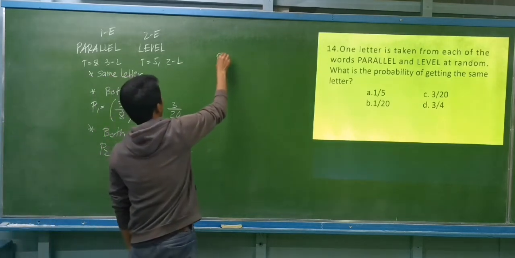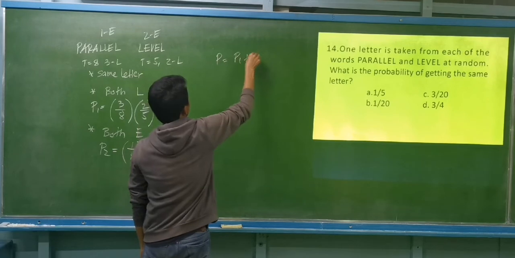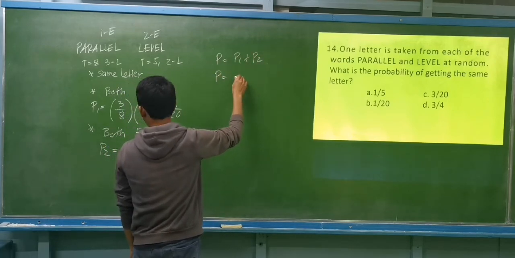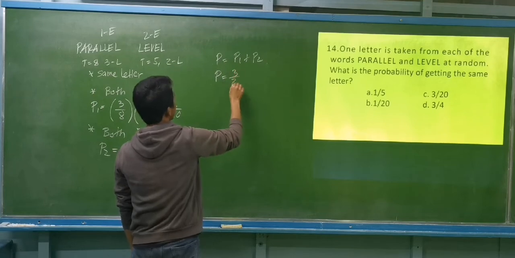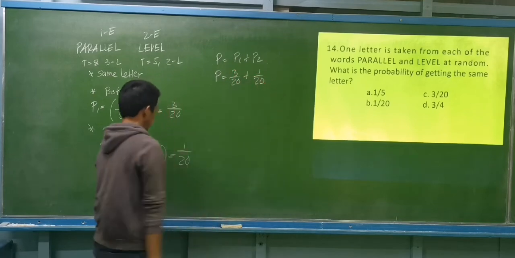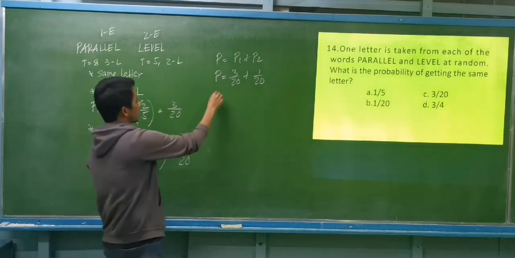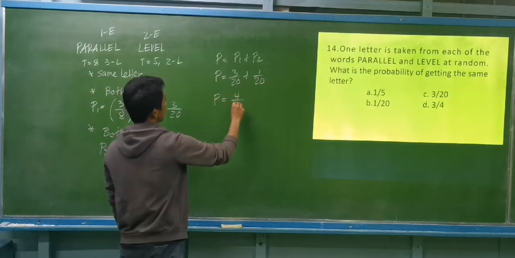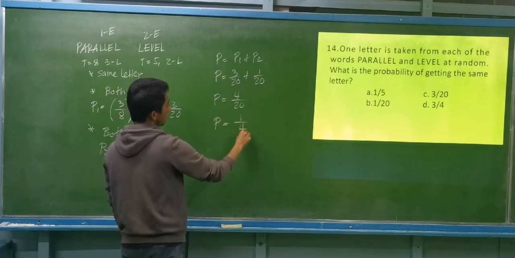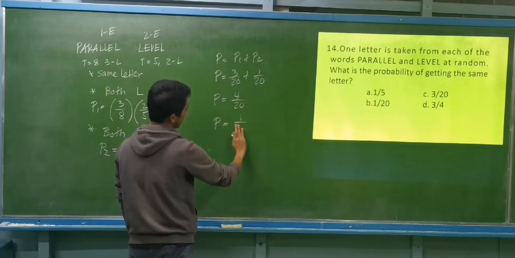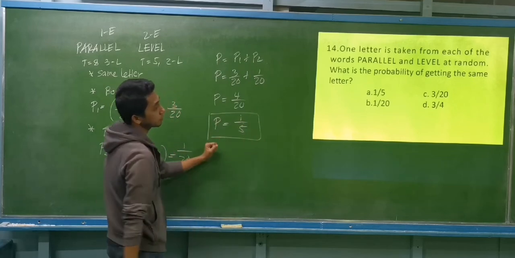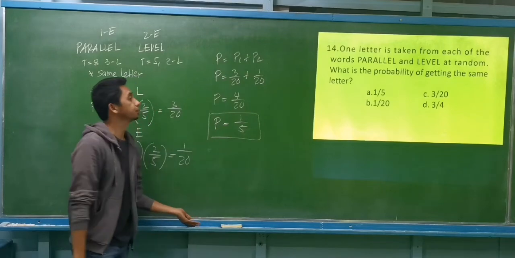So yung total probability natin is P1 plus P2. So we have P is equal to, ayan yung P1 natin, that is 3 over 20 plus P sub 2 is 1 over 20. So total probability is now equal to 4 over 20 or yung simplified nito is 1 over 5. So 1 over 5 yung sagot natin. So letter A.